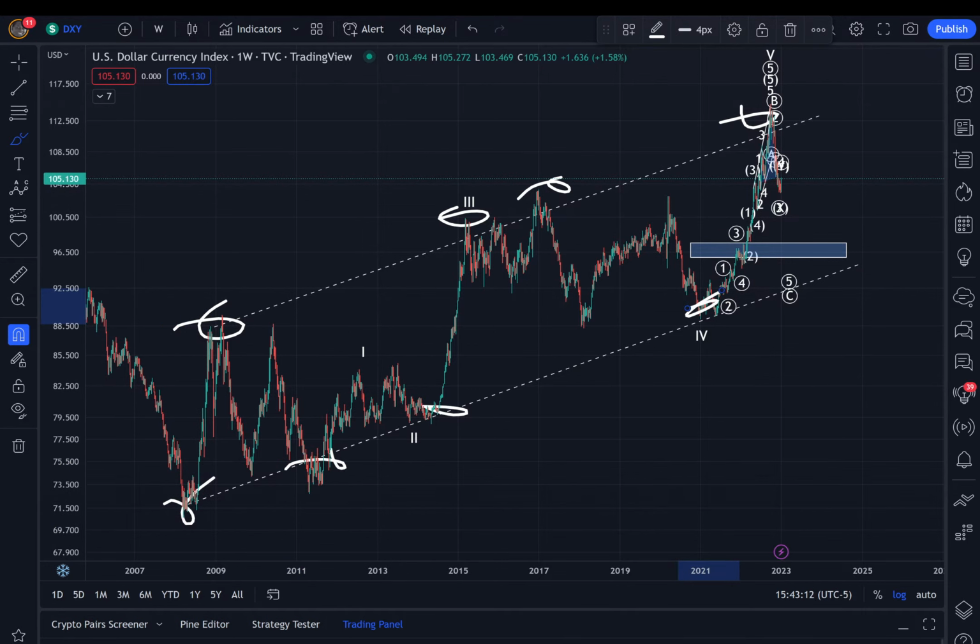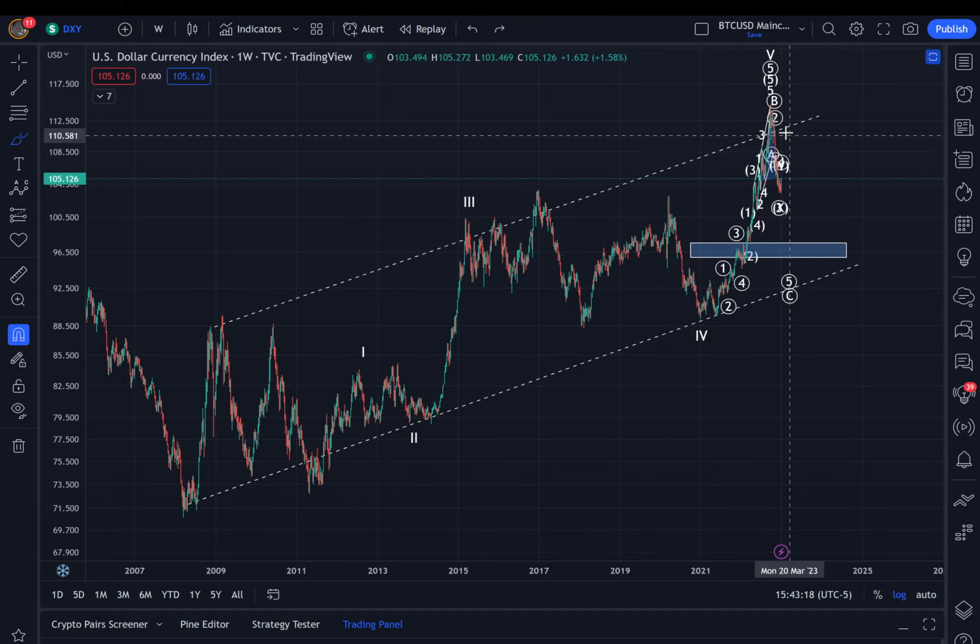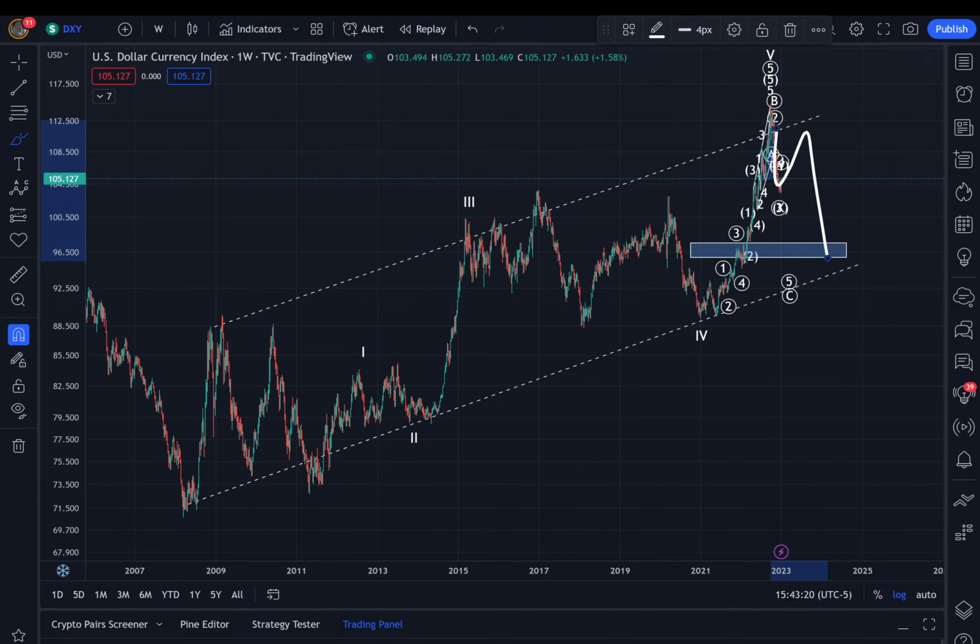Okay, so when you're talking about the dollar breaking down, more likely than not, you're looking at a breakdown to support or close to support right here. That is the massive drawdown, the massive collapse that we're looking at in the dollar.